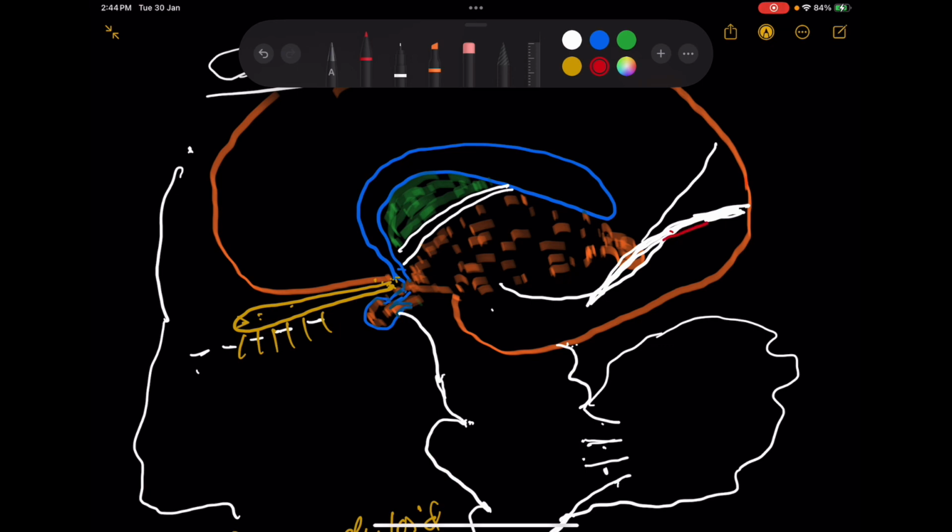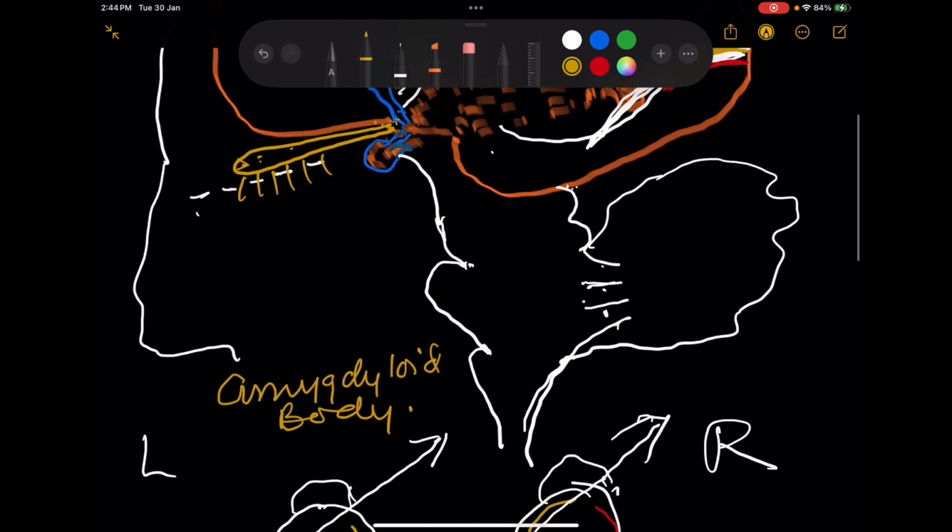The lower part of the cortex, calcarine fissure, will be seen above. That means supplying the lower part of retina. And the upper part of the calcarine fissure would be seeing the lower field. That means the upper part of the retina. So this is the distribution of the second nerve.